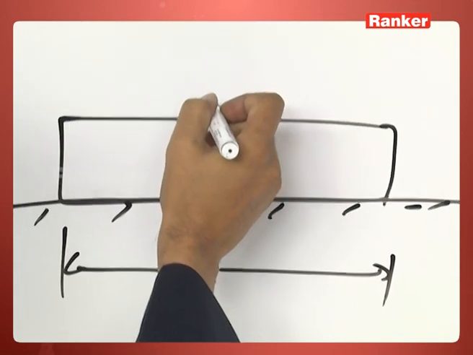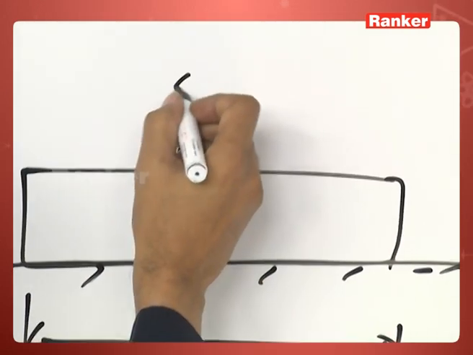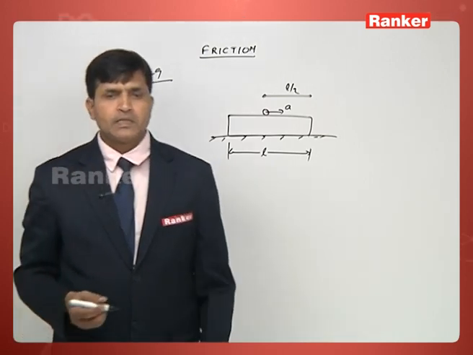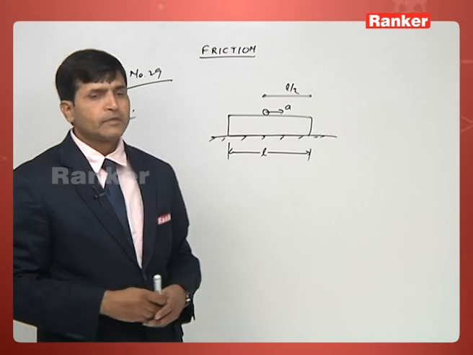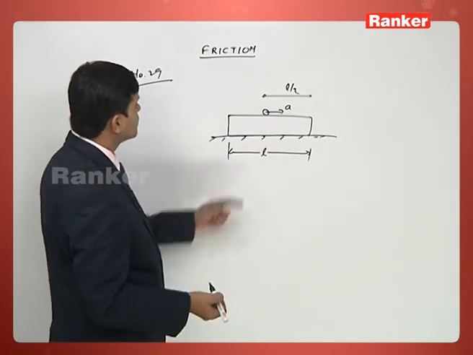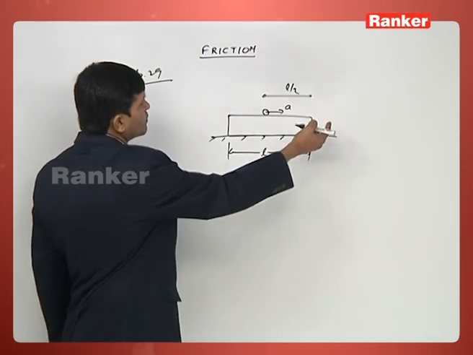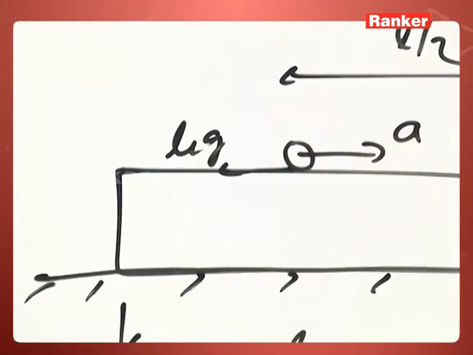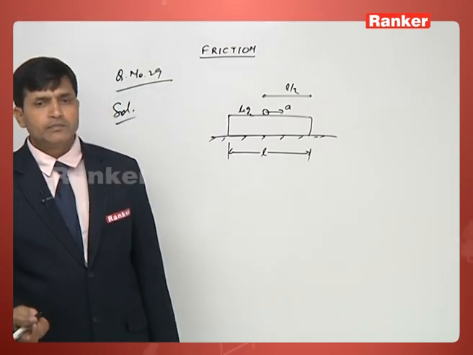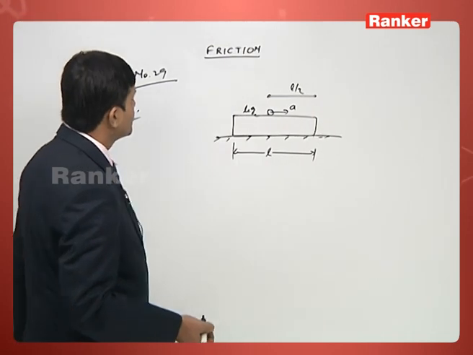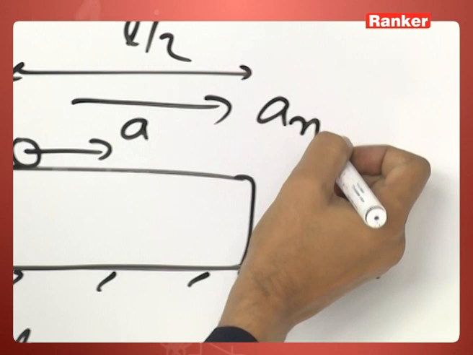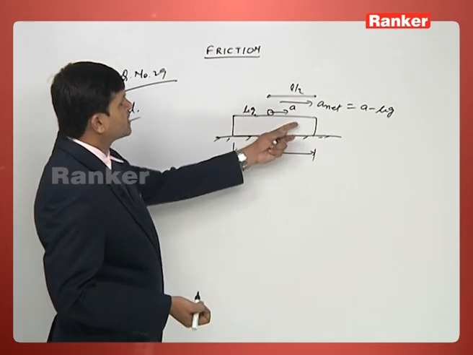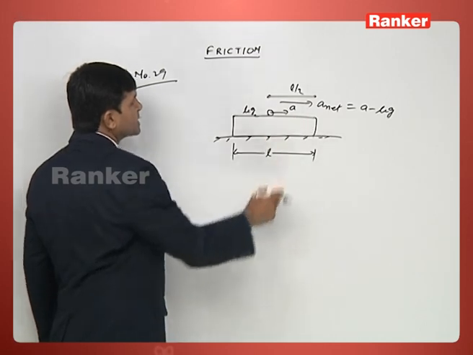At the middle, a body has been given an acceleration A. So how much time will it take to come down from the plank? There is no issue at all. The friction coefficient is given as mu, and as soon as the body starts moving in that direction, friction force will act in the opposite direction. Because of the friction, there is a retardation equal to mu into g. So the net acceleration on the body is A minus mu g. Because of this net acceleration, the body will travel and it has to cover the distance L by 2.